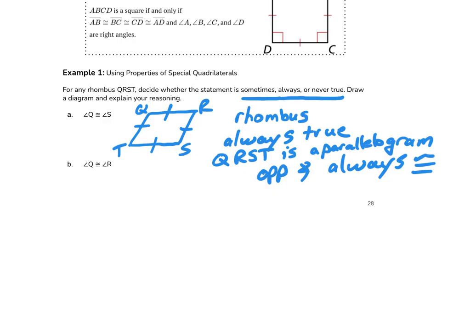Okay, what do we say about consecutive angles in a parallelogram? They're supplementary, right? These two are going to add up to be 180, right? So right now, could they be congruent? What would make these two congruent? What kind of angle would it have to be? They would both have to be 90, okay? And so on this one, we're going to say sometimes.